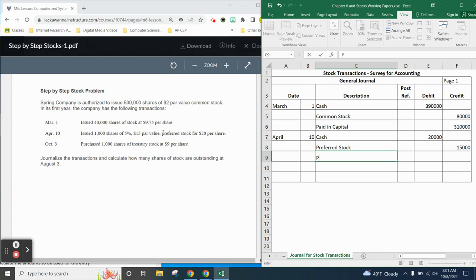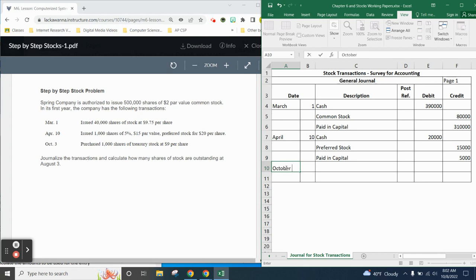And again, my debits and credits do not equal, so I'm going to have some paid in capital. I'm just going to subtract my cash minus my preferred stock, which gives me the amount for my paid in capital. The 5% that's listed here is what's going to be used when that stock is recalled. So we don't have to worry about that right now. It's extra information that you would need for a later date.